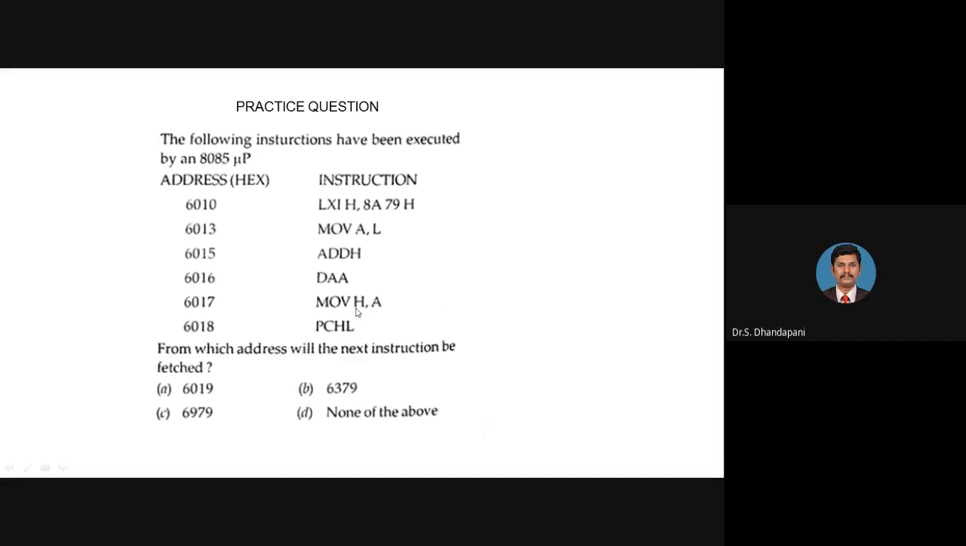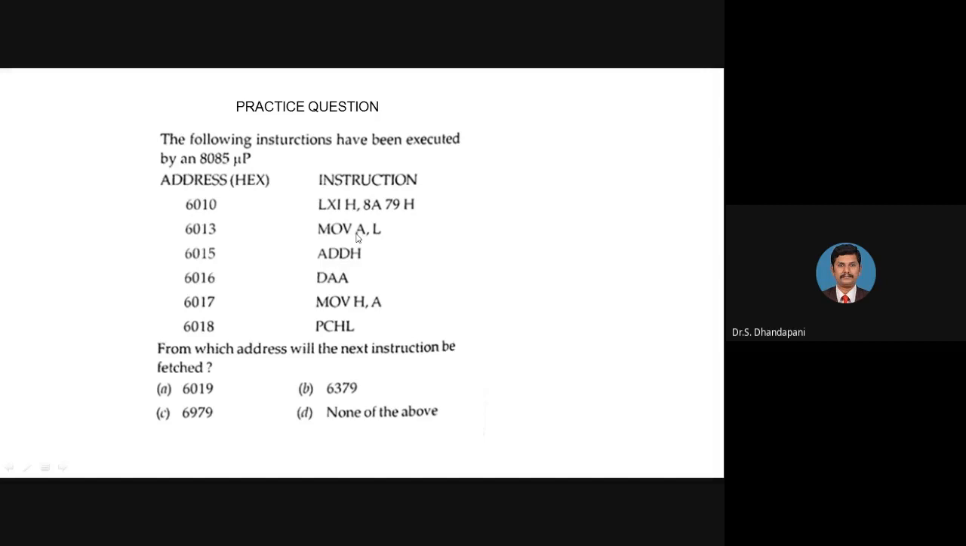So find what is the value of H and L. That value is stored in PC. So 4 answers are given, and you can practice finding which is the correct answer. So it needs the understanding of what is the value of H and L.